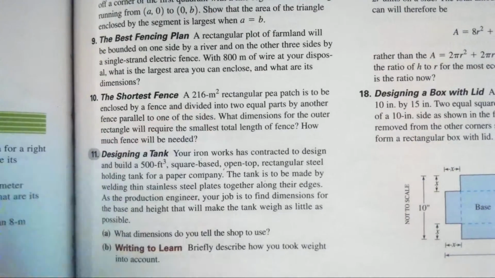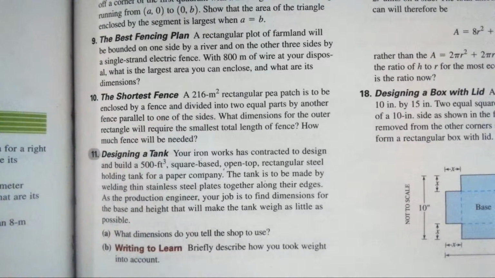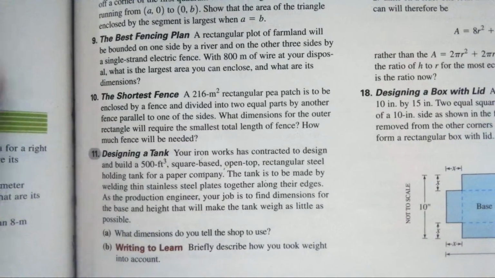A 216 meter square rectangular pea patch. So here they're actually giving us an area, where in the past we're kind of looking for area, to be enclosed by a fence and divided into two equal parts by another fence parallel to one of the sides. What dimensions for the outer rectangle will require the smallest total length of fence? How much fence will be needed?